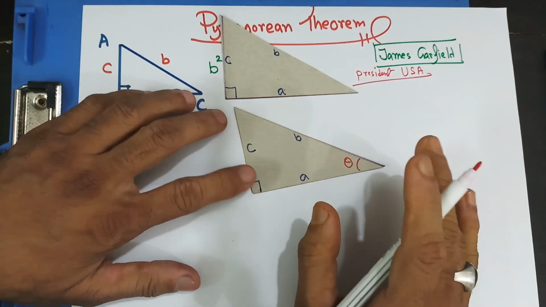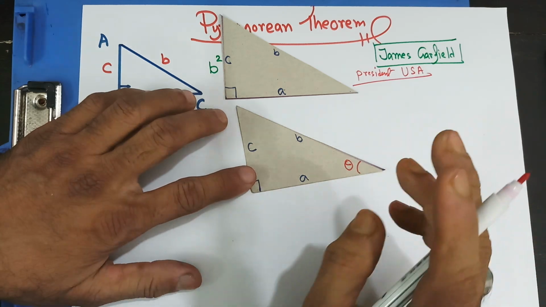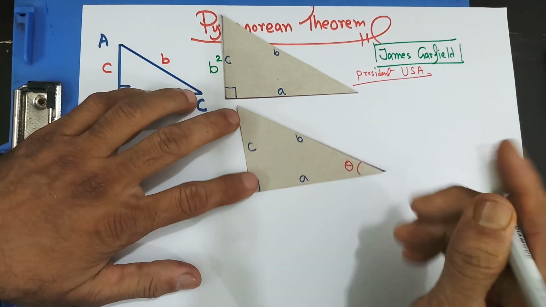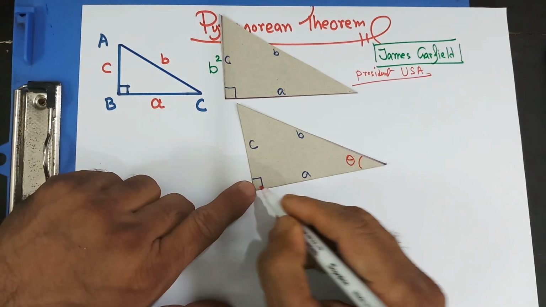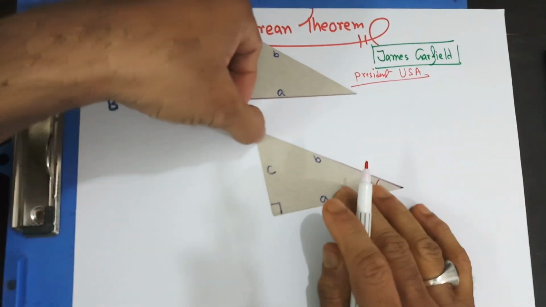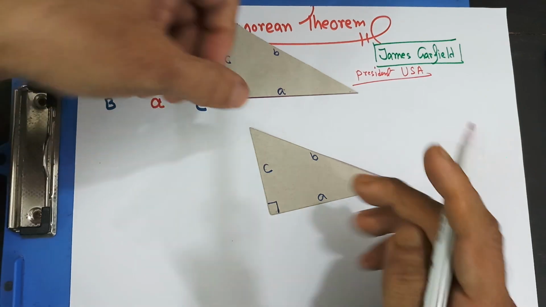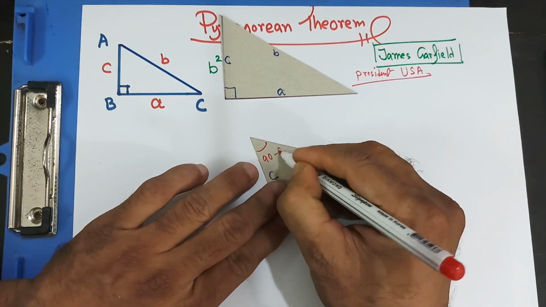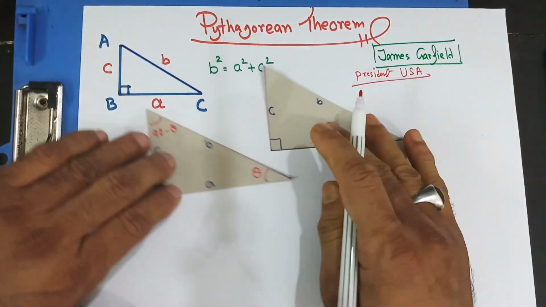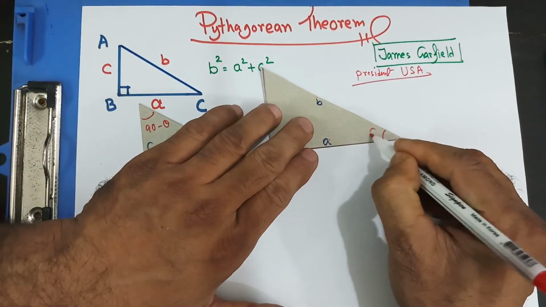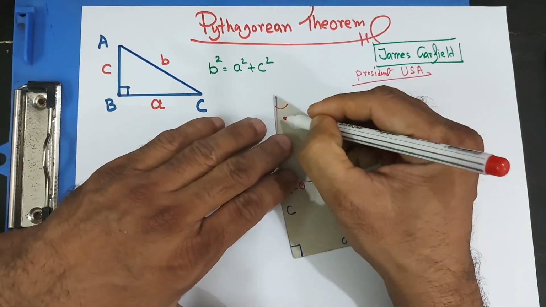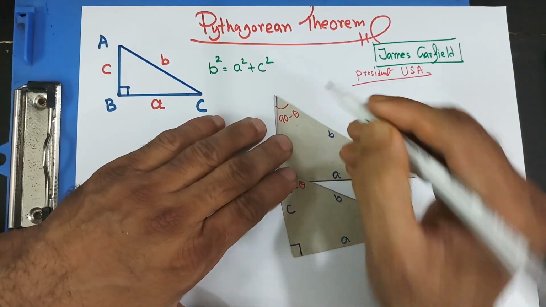Now you know that the sum of three angles of a triangle equals 180 degrees. This is already 90 degrees and this is theta. So if I represent this one in terms of theta, it is going to be 90 minus theta. I hope you understand that. So this is theta, the same thing. See, this is theta, and that's going to be 90 minus theta.